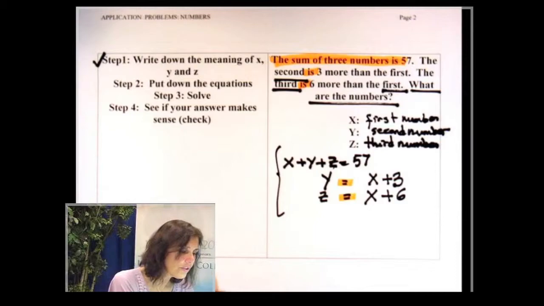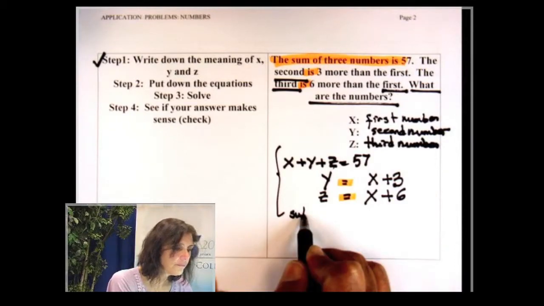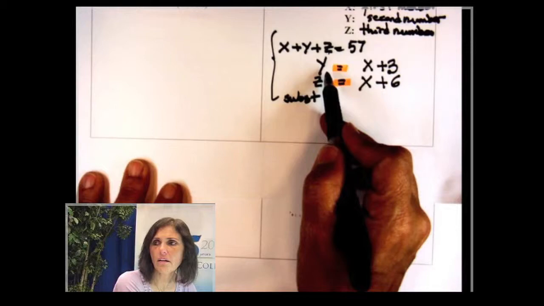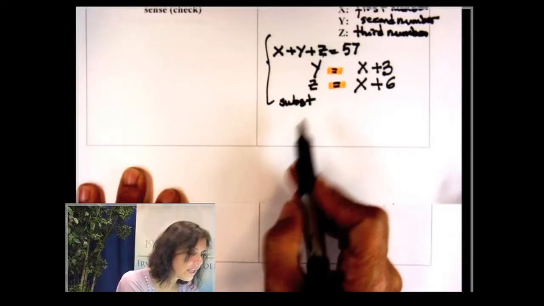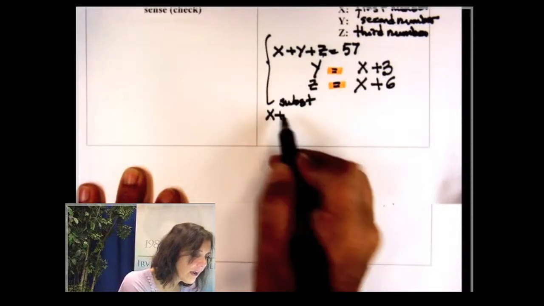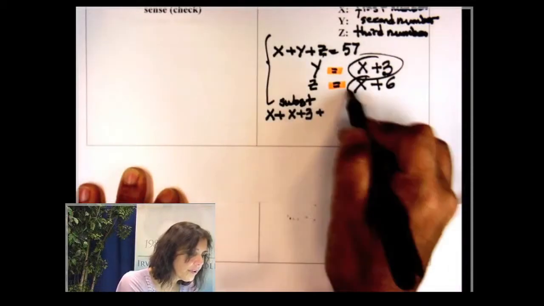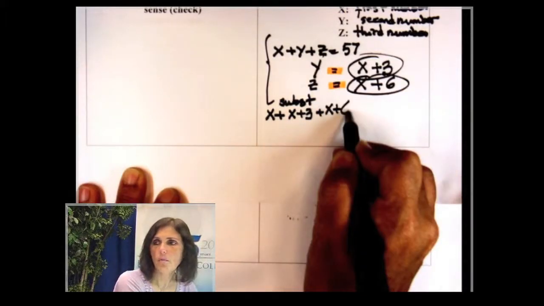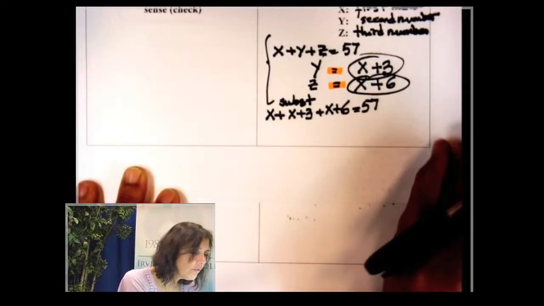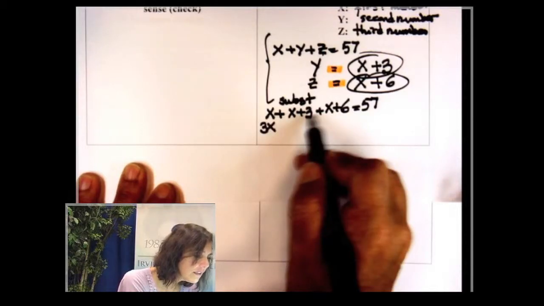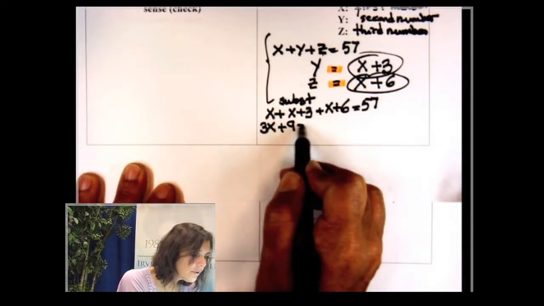So let's do it. I'll do substitution. Let's put that down. Substitution. So I'm going to put the Y in there into the first equation. X plus, instead of Y, I'm going to put X plus 3. Instead of Z, I will put X plus 6. Work it out. I have 1, 2, 3, X. And I have 6 plus 3, that's 9. Now subtract 9.